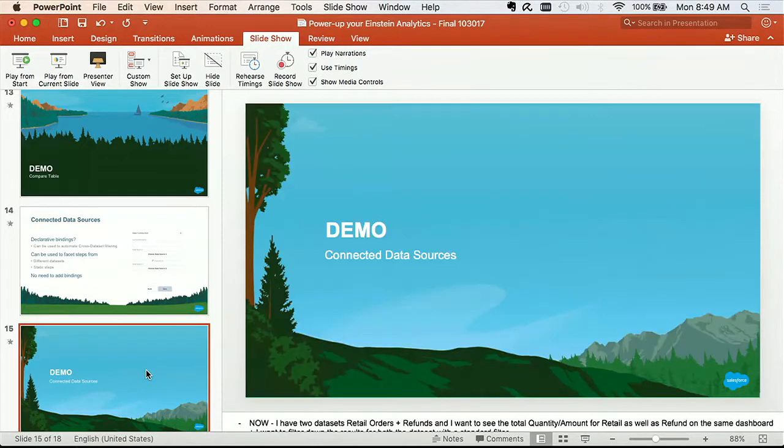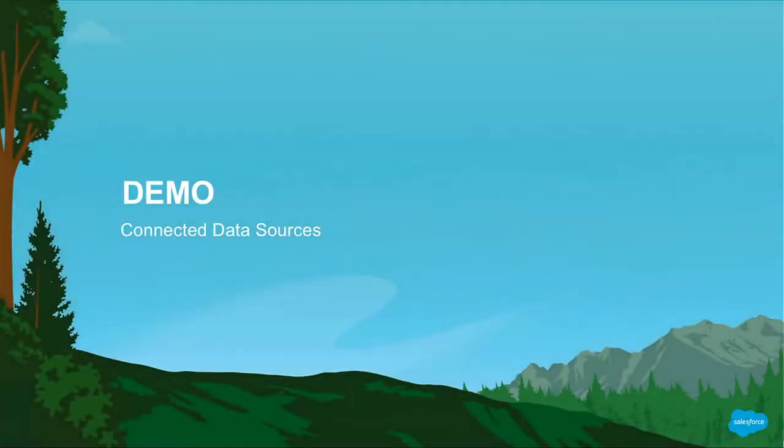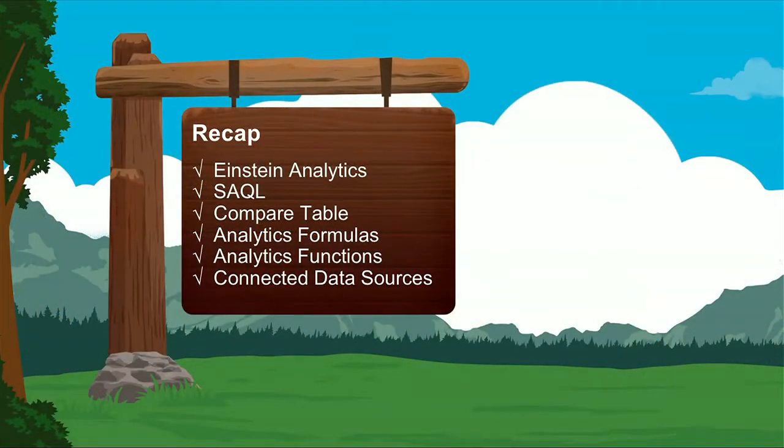So connected data sources or compare tables are really powerful, but they're not here to replace SAQL completely. You can do a lot of things. You can save a lot of time, but you might still need to use SAQL at some point for very complex business requirements. Let's quickly do a recap of what we have learned today. So we talked about what Einstein Analytics is, what SAQL is, its superpowers, its complexity, and then we talked about some of the declarative tools that you can use, like compare tables, connected data sources, and how they're so awesome and how they can transform the way we use Einstein Analytics.